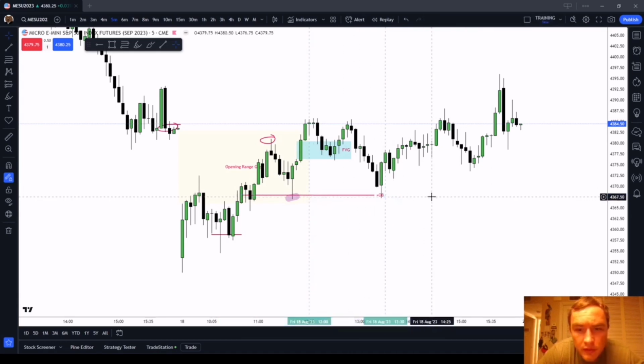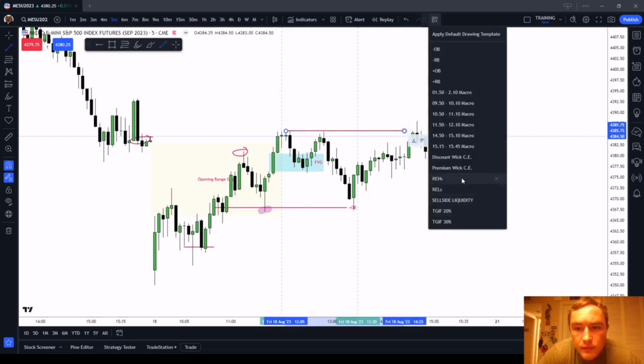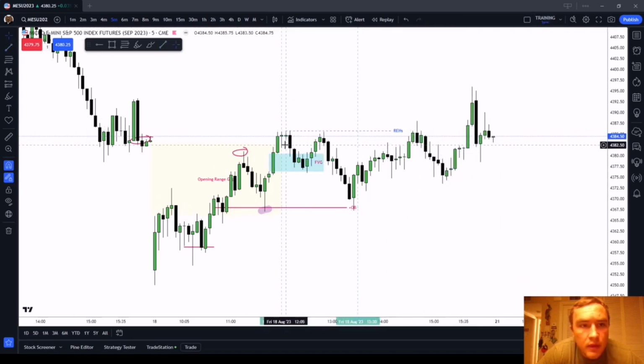So you can see there that the lunch session reclaimed the same order block, so it tested the same order block twice. And then, guys, we had buy side liquidity, these relative equal highs up here at 43.85, 3/4. So anywhere in here, really, you had an opportunity to get long, and then you had a pretty clear target.